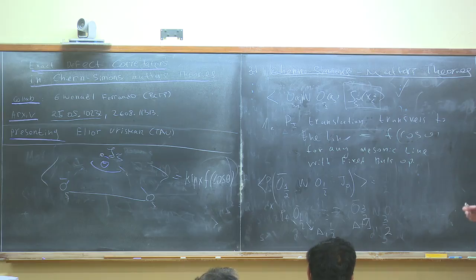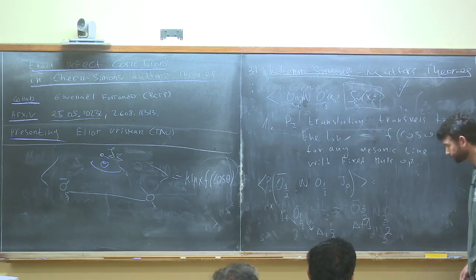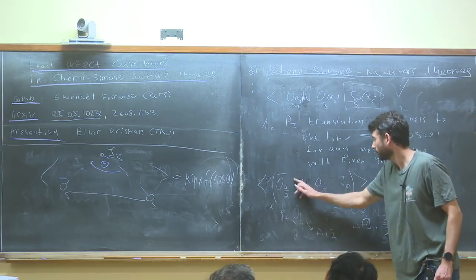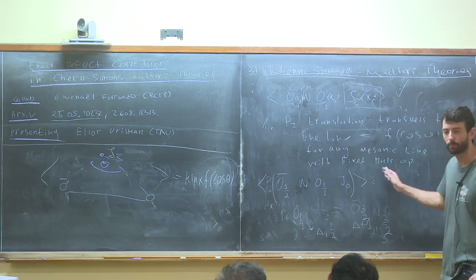So that's how I know how it acts on them. Kind of, I know how they transform covariantly under the generator. Sort of. And I act on the constituents, and I get some differential equation.